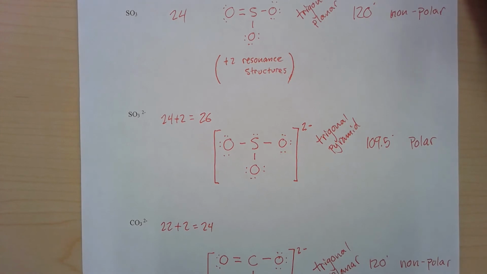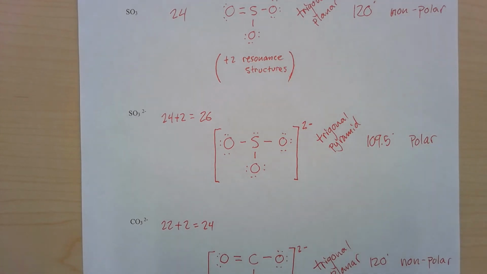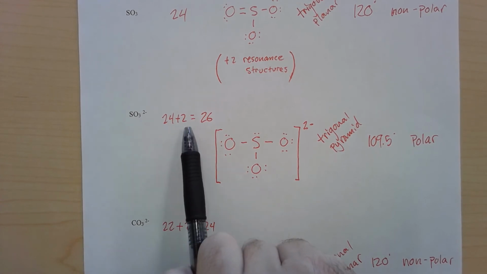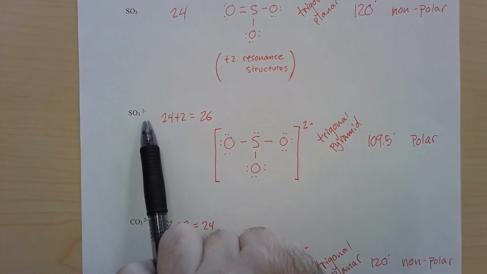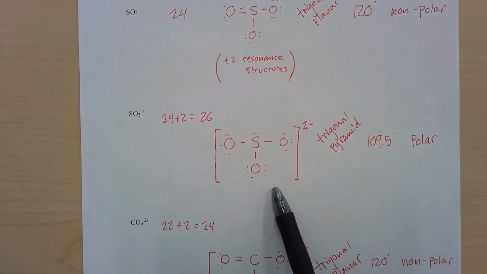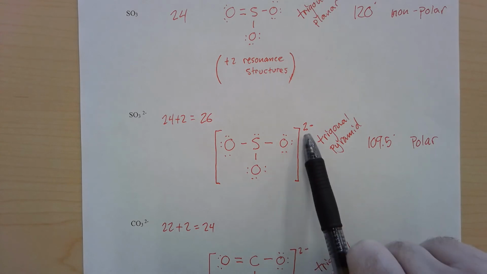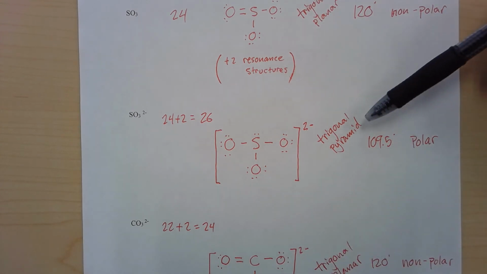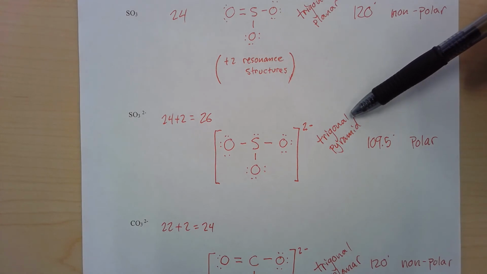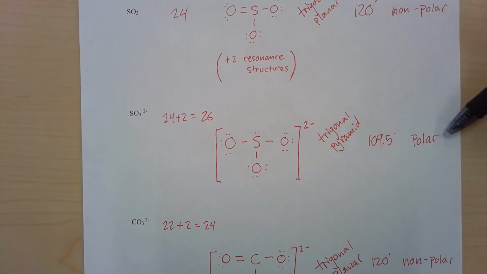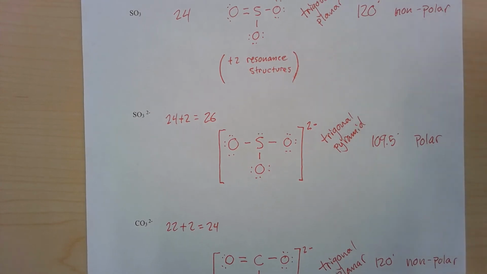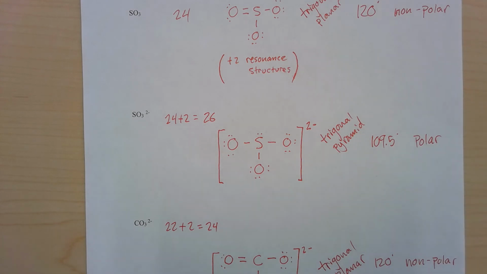Down here we have SO3 2-. Remember, when you do these, you add up the total valence electrons and add 2, designated here by this 2- charge, for a total of 26. You have this Lewis structure. Don't forget the brackets and the 2- charge. This has a molecular geometry shape of a trigonal pyramid, 109.5 degree bond angle, and it is polar, because, like I said, trigonal pyramids are polar.